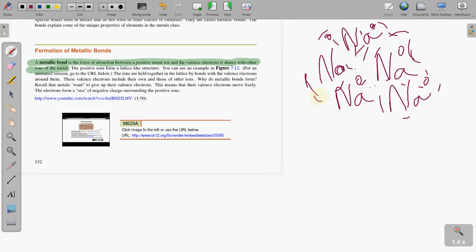Why do metallic bonds form? Recall that metals want to give up their valence electrons. This means that their valence electrons move freely. The electrons form a sea of negative charge surrounding the positive ions.